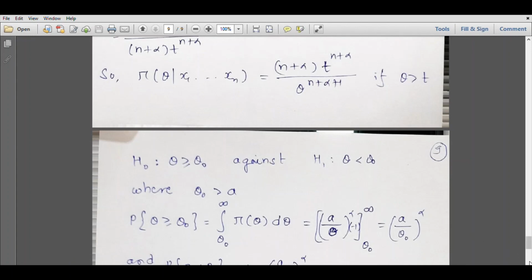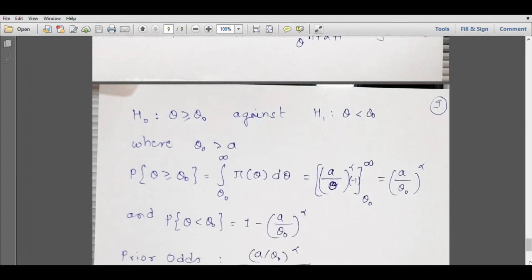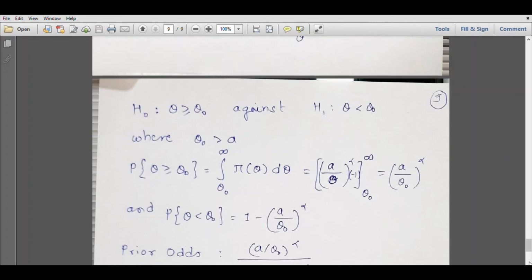So let us see what will be the prior probability of this hypothesis. The probability that theta is greater than or equal to theta naught will be the integration of pi(theta) over the range theta naught to infinity. So it will be simply (a upon theta naught) whole raised to alpha. Notice that theta naught is larger than a, so this quantity will always be between 0 and 1, so our calculations are correct. And so the prior probability of H1 will be the probability that theta is less than theta naught, so it is 1 minus (a by theta naught) whole raised to alpha. So the prior odds are like this.